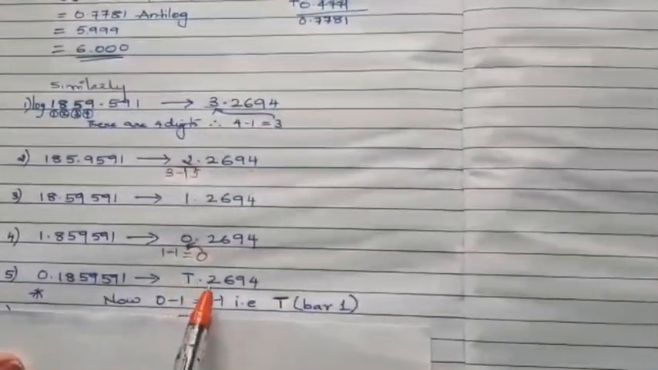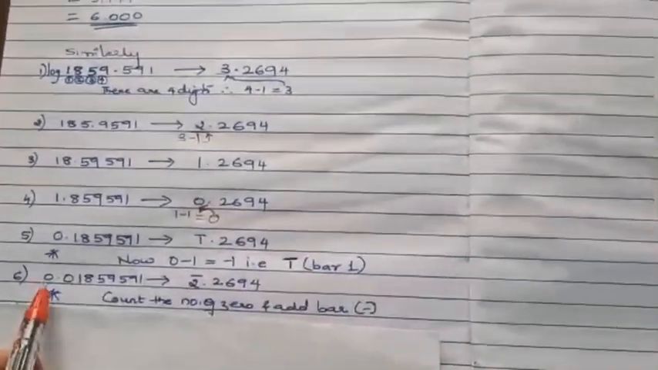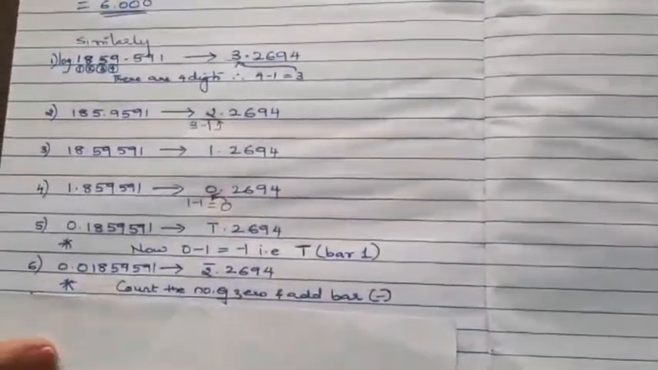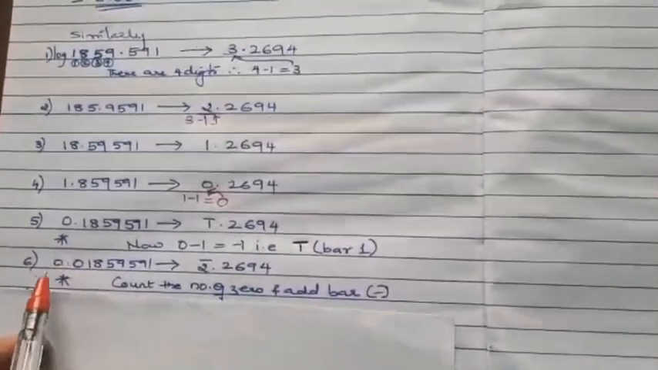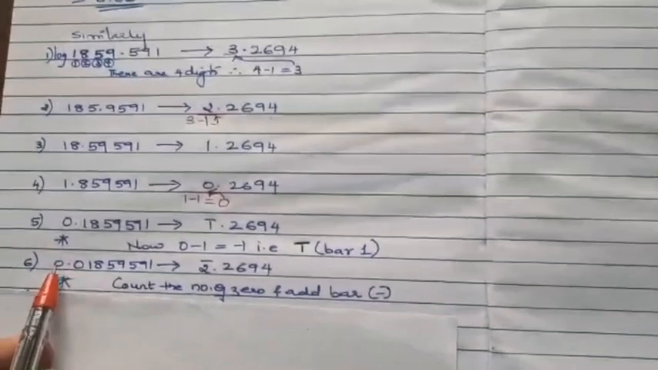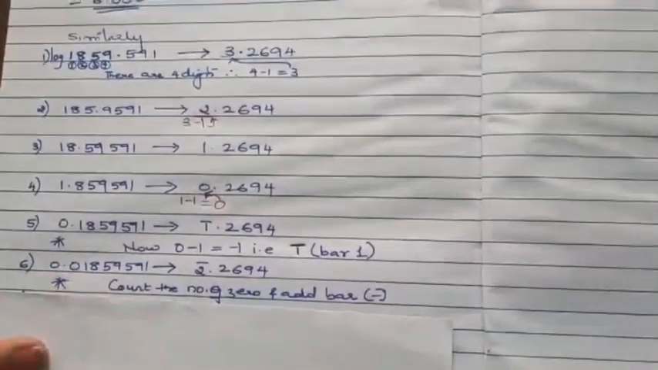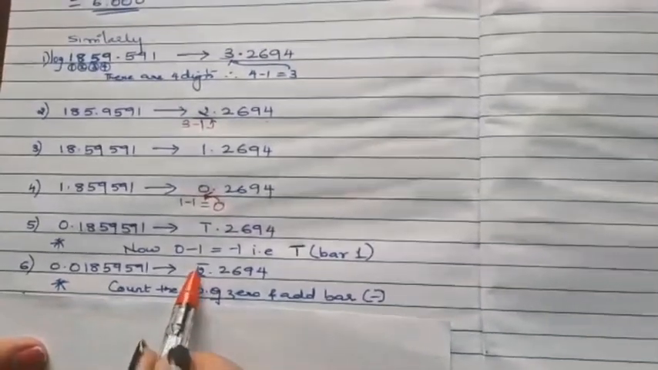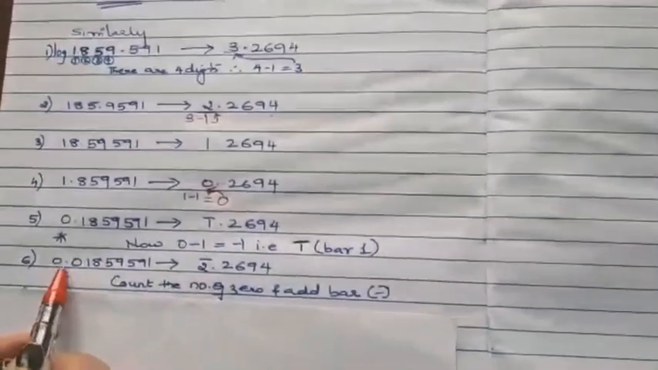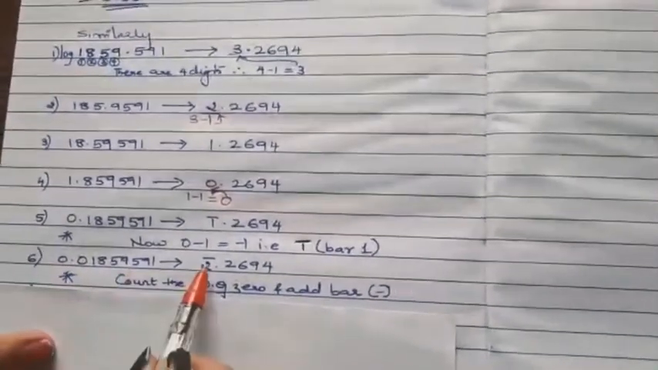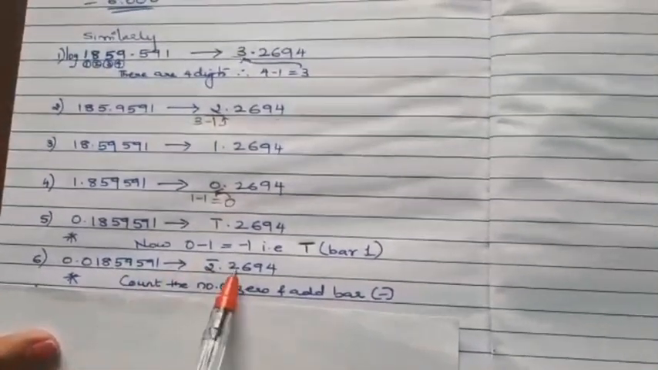So bar 1, 0.2694. If I put one more 0, 0.0189, when we have more zeros after the decimal, you just count the number of zeros after the decimal. Here we have 1, 2 zeros. You write this 2 and put a bar. Here you don't subtract. You just count the number of zeros after the decimal and put a bar sign. So it will become bar 2, 0.2694.